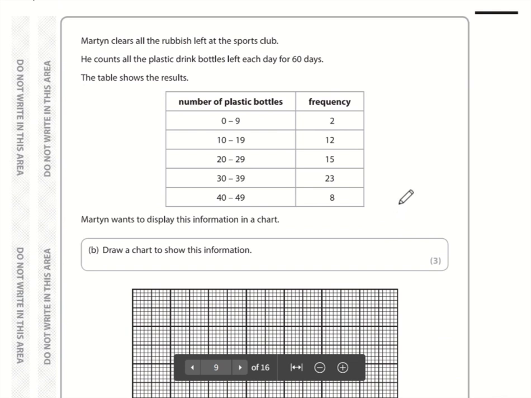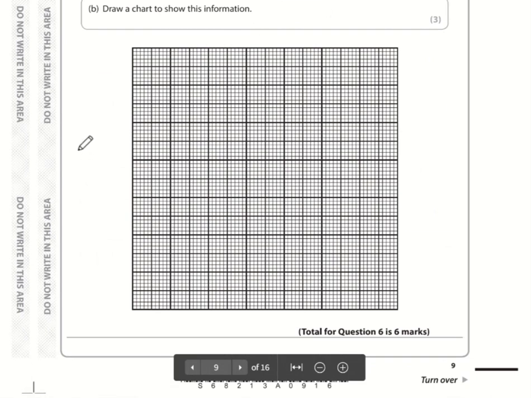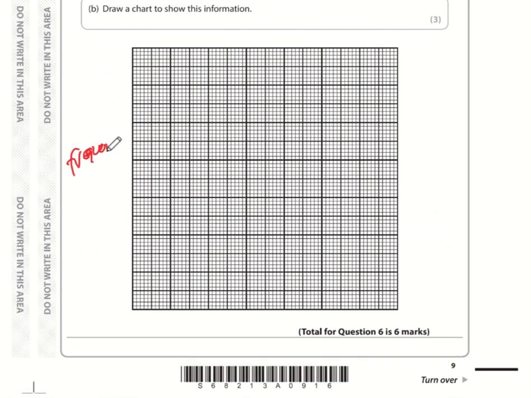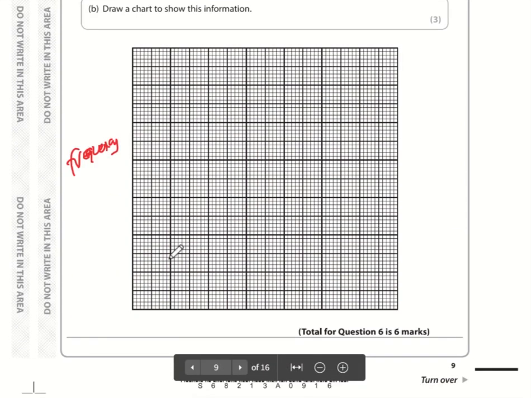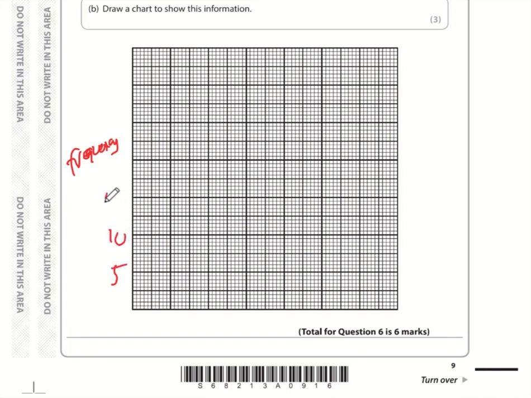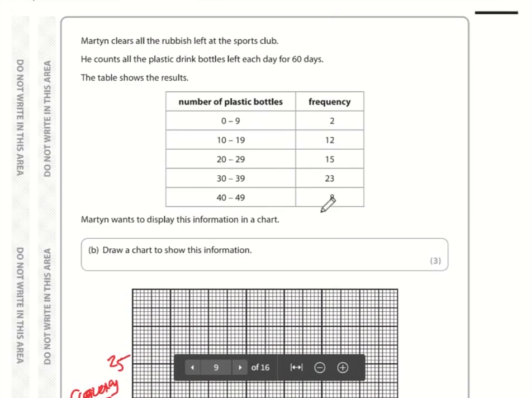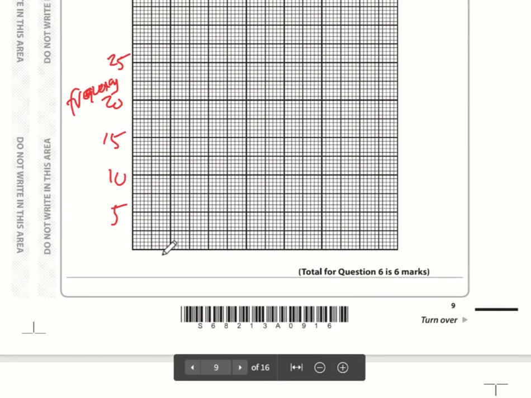Okay, so for this question, we're going to have frequency up the side, and this will be a bar chart. I'm going up to 23, so I'm going to go up to 25. So let's go 5, 10, 15, 20, 25. It's as good as I can do, really. So how many bars have I got? I've got 5.